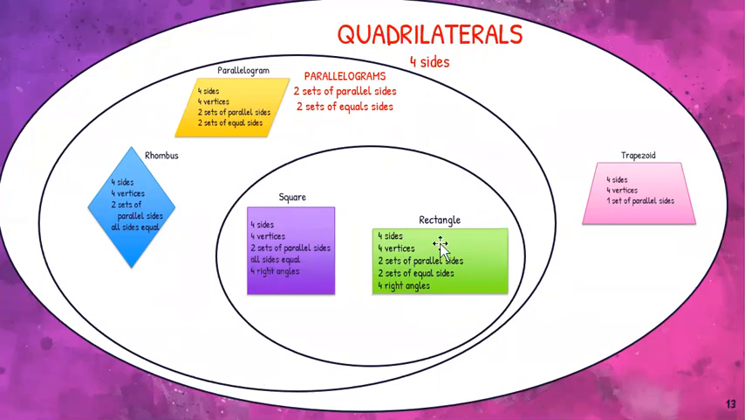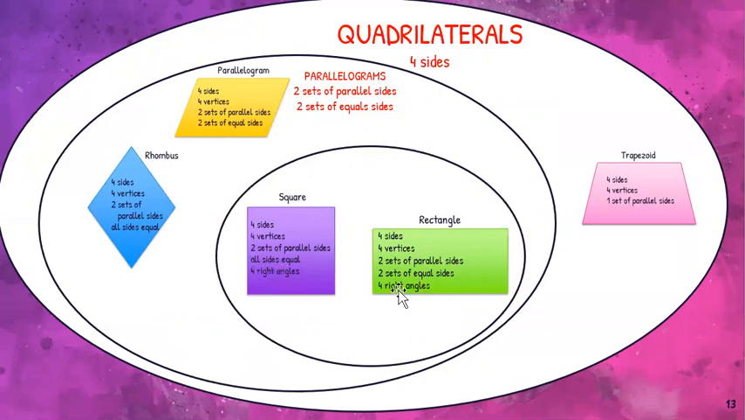So let's look at the qualifications of a rectangle and see if a square can be called a rectangle. In order to be a rectangle, you have to have 4 sides and 4 vertices. A square has that. You have to have 2 sets of parallel sides. A square has that. You have to have 2 sets of equal sides. A square does have that because it has all sides equal. And you have to have 4 right angles. A square has that. So to be a rectangle, you have to have all of these things, and a square does have all of these things. So I could call this group the rectangle group.